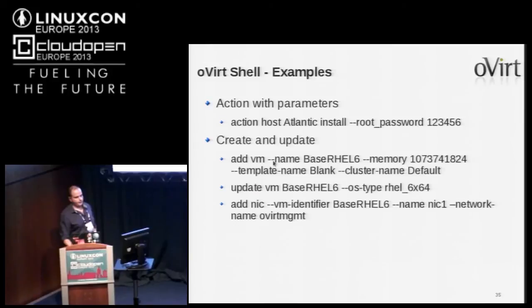In here, we added a new VM based on the blank template, and we put them in the default cluster. We updated the OS type of the VM. We added a new NIC to the VM, so we said add NIC. The VM identifier is this. The name of the NIC is this. And the network I want to create the NIC in is this. It's just as simple as that.